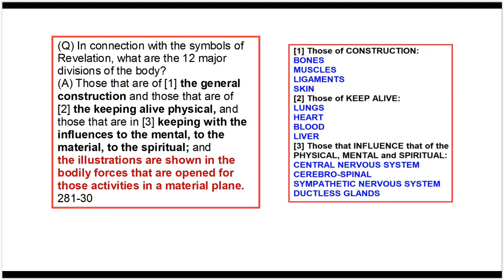In connection with the symbols of Revelation, what are the 12 major divisions of the body? Those that are of the general construction and those that are of the keeping alive physical, and those that are in keeping with the influences to the mental, to the material, to the spiritual. And the illustrations are shown in the bodily forces that are opened for those activities in a material plane.